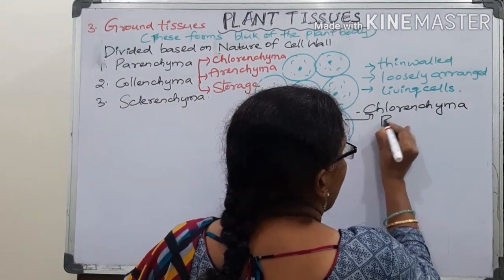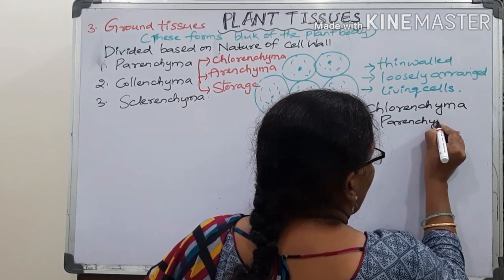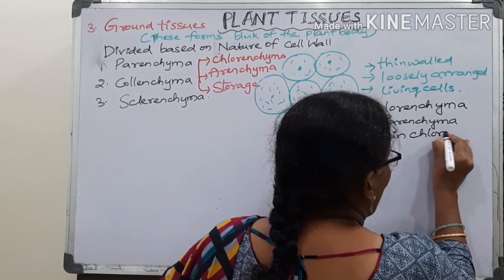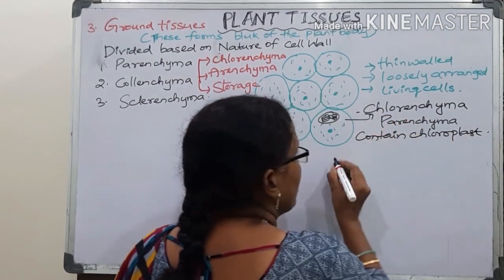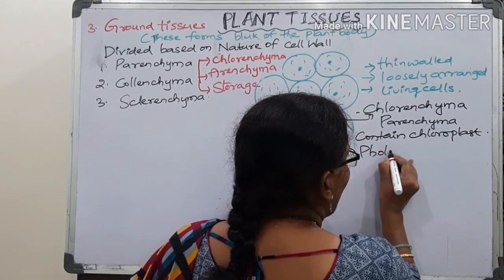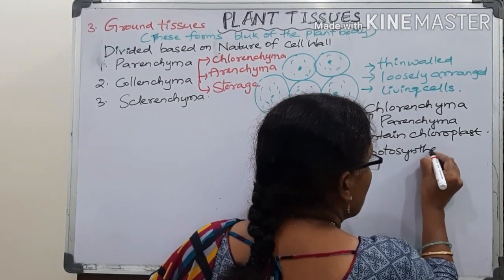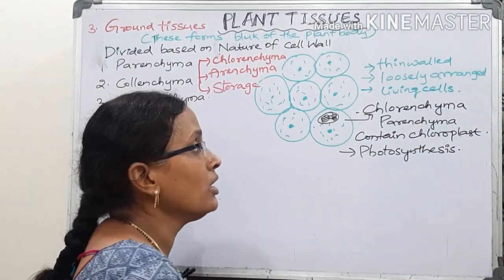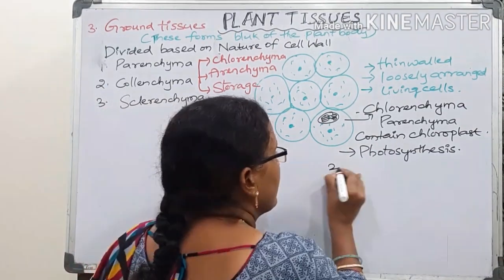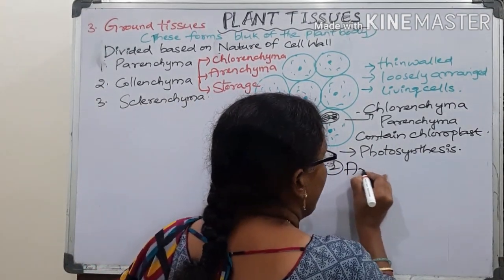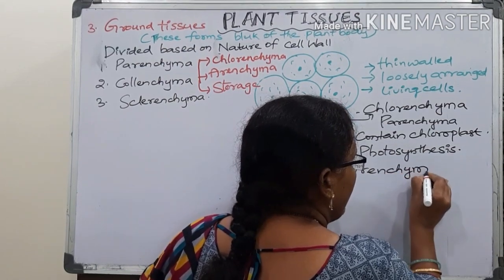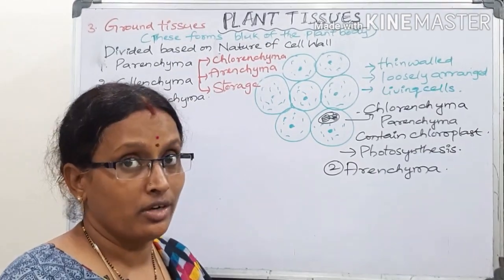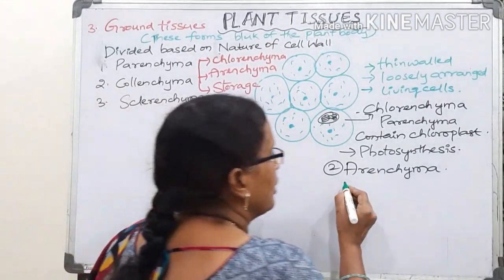This parenchyma contains chloroplast, and the function of chlorenchyma is photosynthesis, because they have the chloroplast. So they perform the photosynthesis. And the second type of parenchyma tissue is aerenchyma.